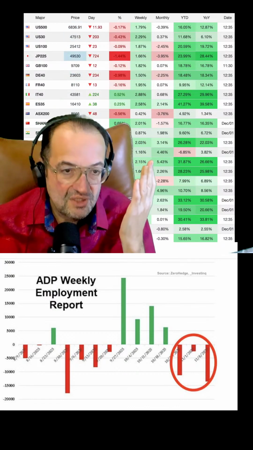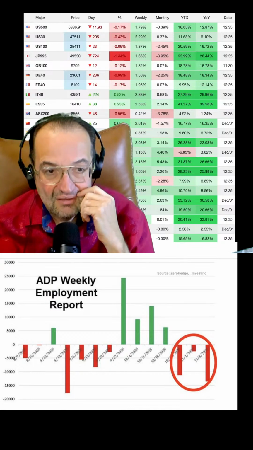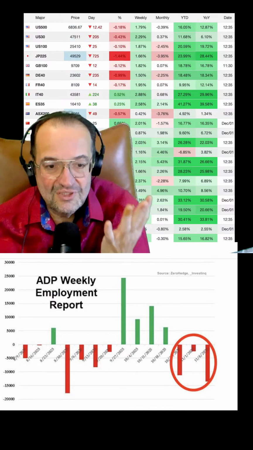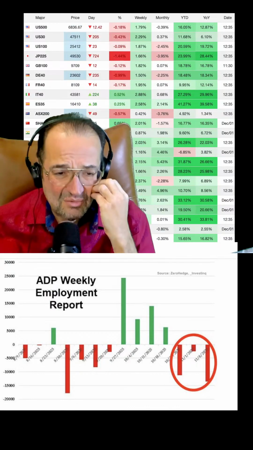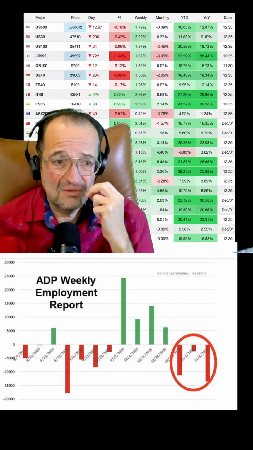Still, we're losing 3,000 to 10,000. Not great. It's not a recession, but still, it's not a good number. Remember, at some point, they used to make 200,000 jobs.